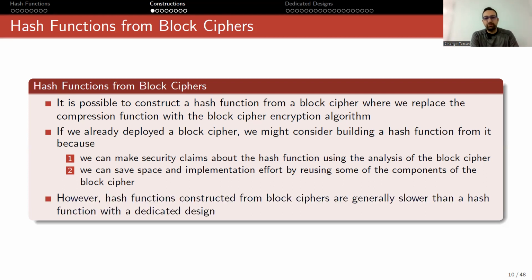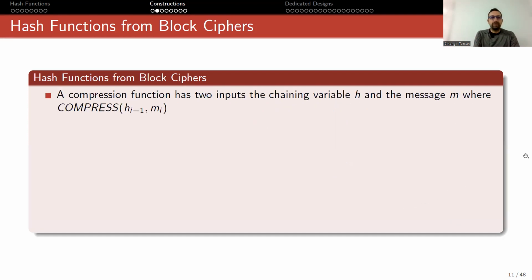However, hash functions constructed from block ciphers are generally slower than hash functions with a dedicated design. This is why we generally prefer dedicated hash functions instead of using block ciphers. So let me briefly explain how it can be done. Then I will show some pictures which will make things a lot clearer. But the idea is as follows.